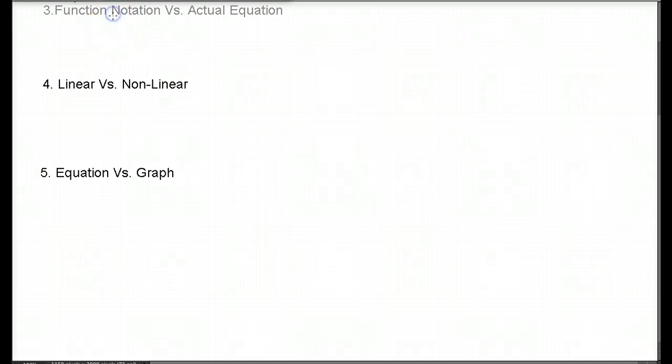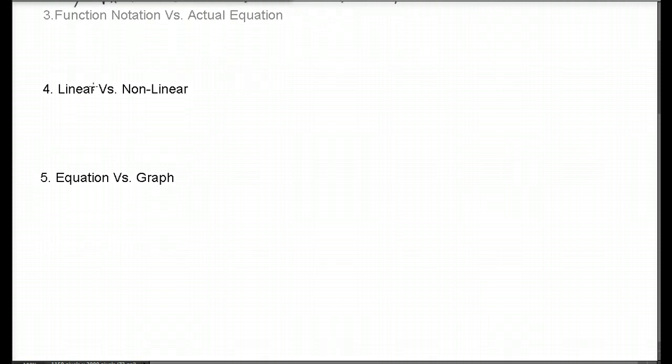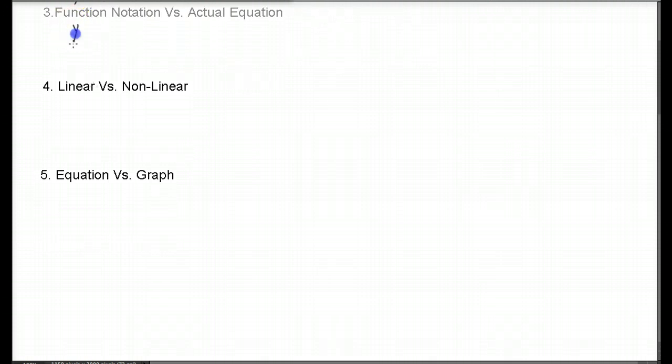So now let's talk about function notation versus actual equations. As we explained earlier, we gave three examples of functions: y equals x plus 1, y equals x, and y equals square root of x minus 1. They're all actual equations of functions, but sometimes we can simply write y equals f(x). Maybe that's one function, and then y equals g(x) is a different function. So f and g here just mean function of x.